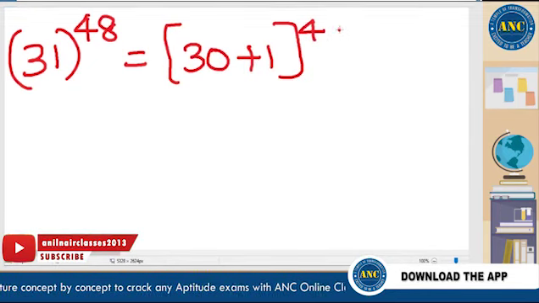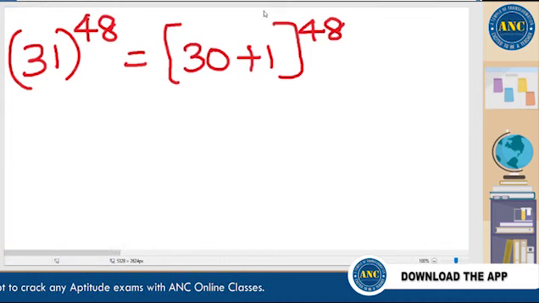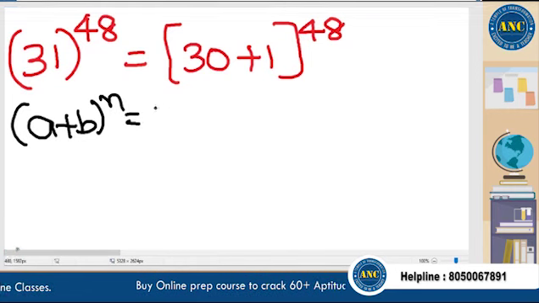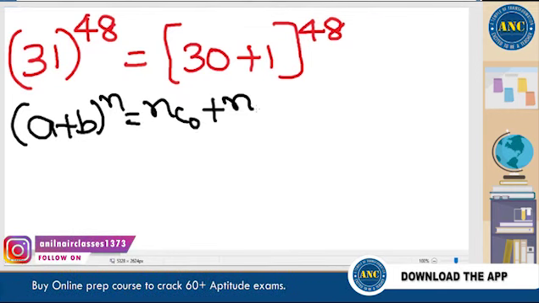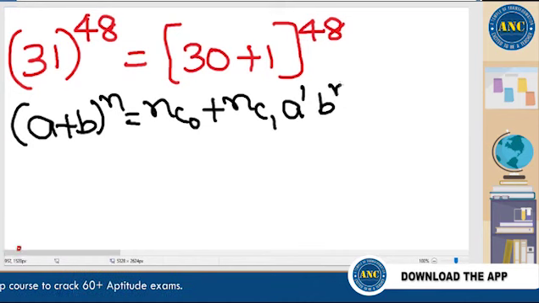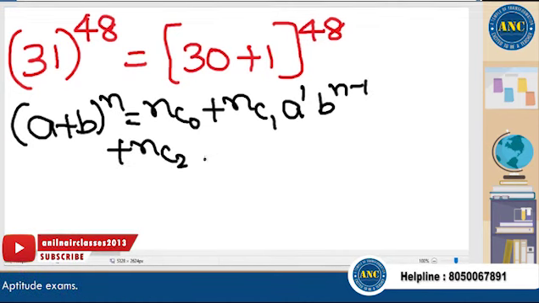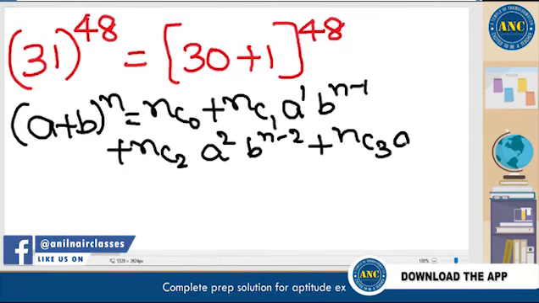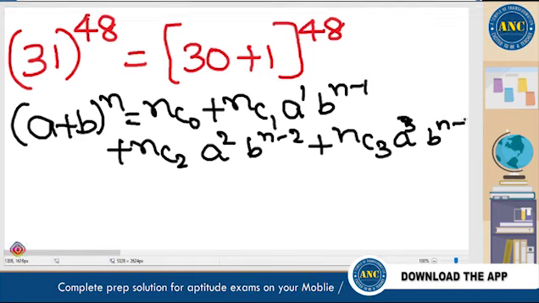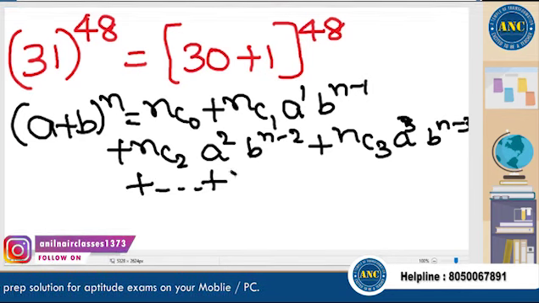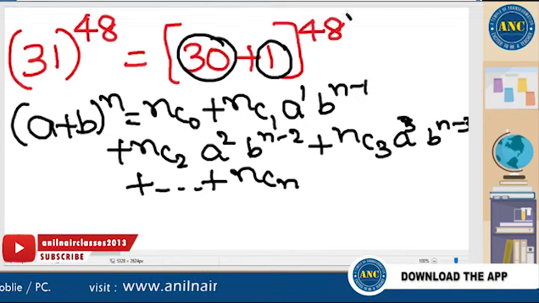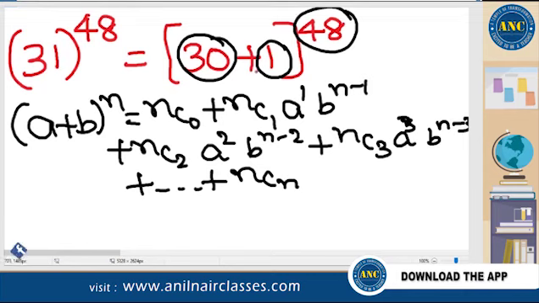31, they will write it as (30 plus 1) power 48. It is of the form (a plus b) whole power n. Binomial expansion: nC0 plus nC1 a power 1 b power n minus 1 plus nC2 a power 2 b power n minus 2 plus nC3 a power 3 b power n minus 3. Like that it keeps on continuing until you get the last term, which is nCn. Right? Now a value is 30, b value is 1, n value is 48.